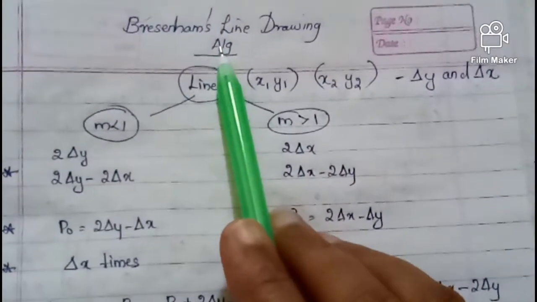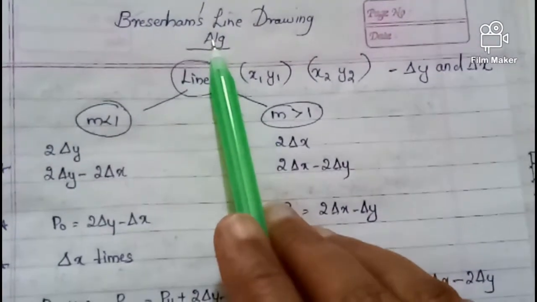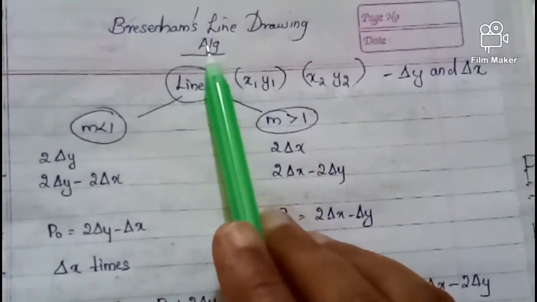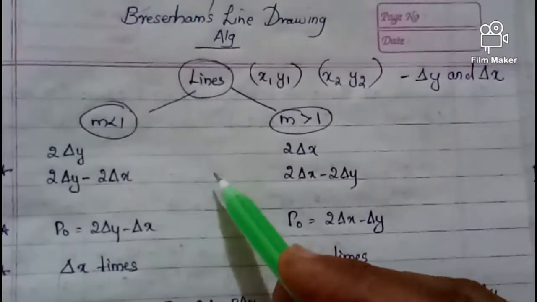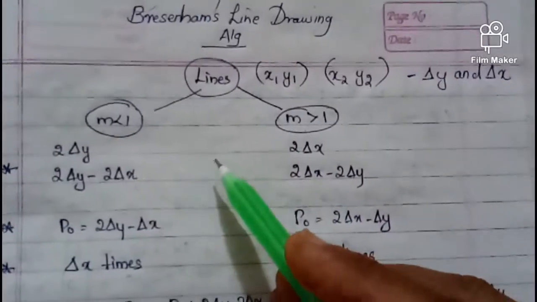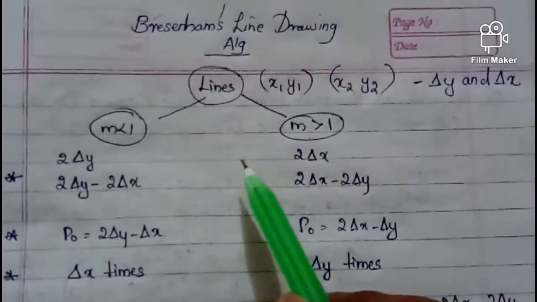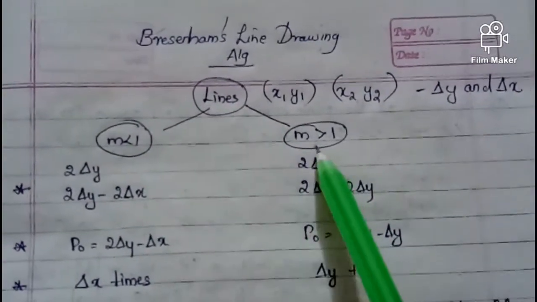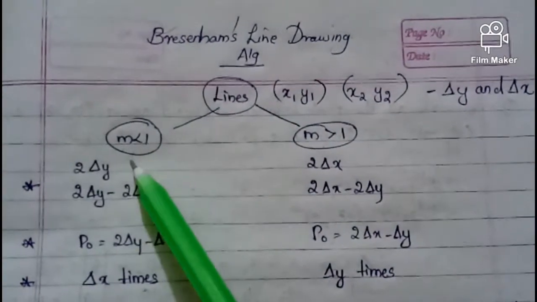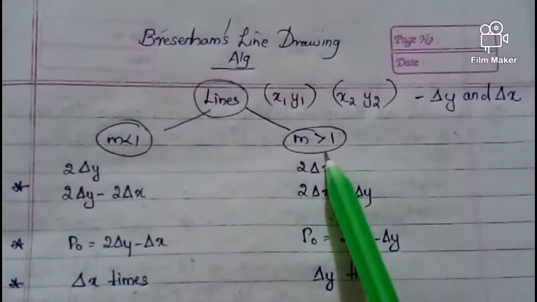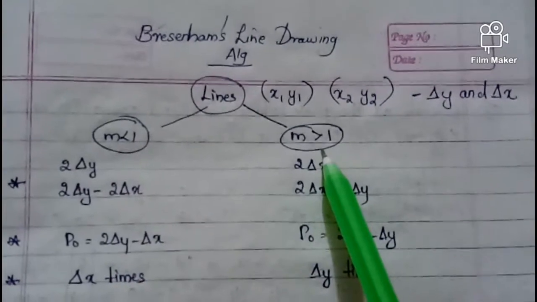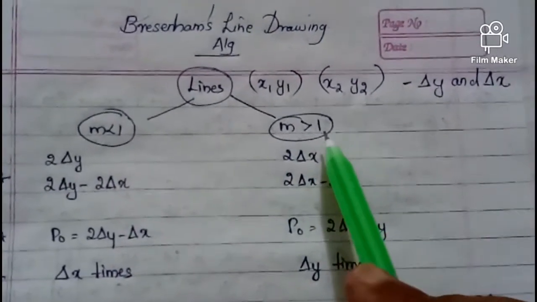Today we will be learning about Bresenham's line drawing algorithm. In the previous session we learnt about the derivations of this algorithm. Today we will be learning about the algorithm itself. So there are two algorithms, one for slope less than 1, one for slope greater than 1. So let us learn how this algorithm works.